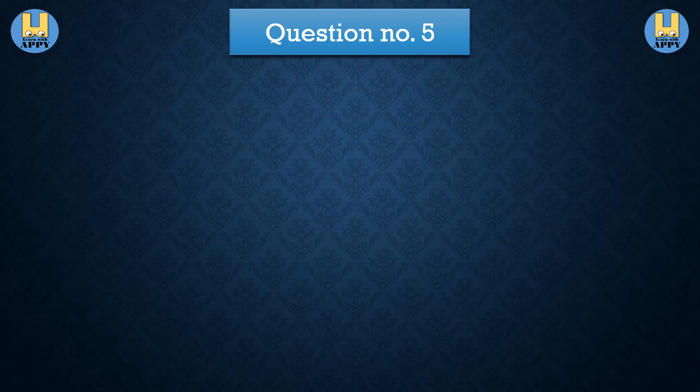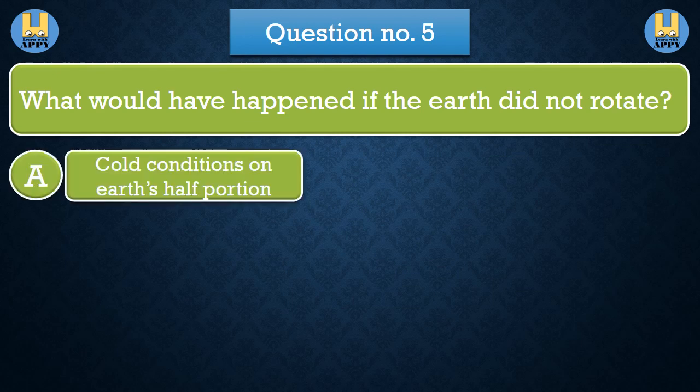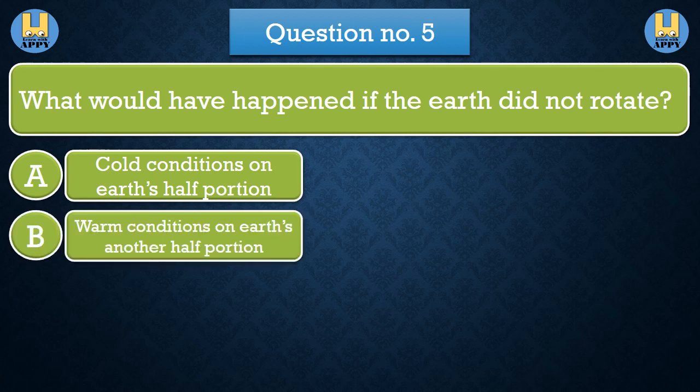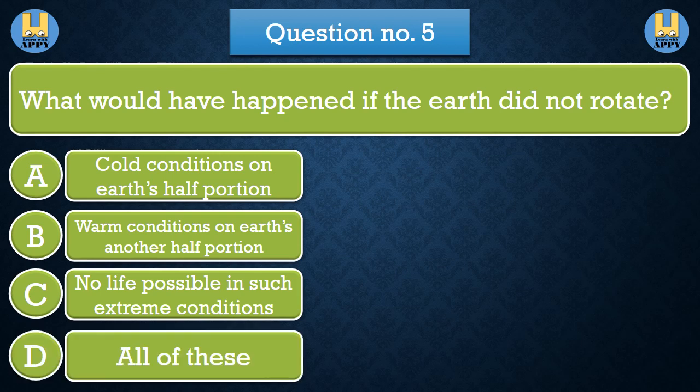Question number 5. What would have happened if the Earth did not rotate? Option A, cold conditions on Earth's half portion. Option B, warm conditions on Earth's another half portion. Option C, no life possible in such extreme conditions. Option D, all of these.